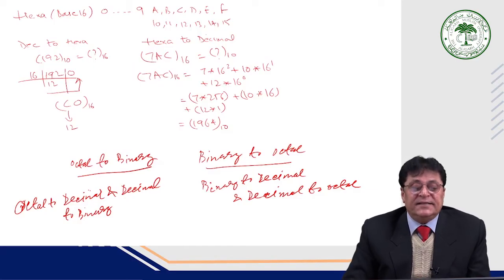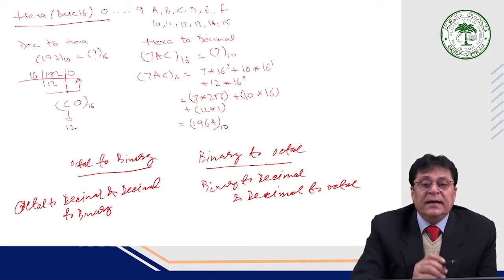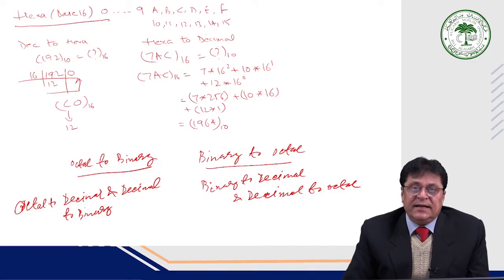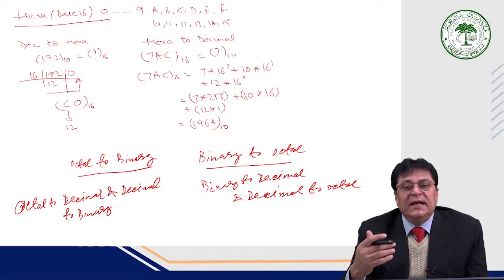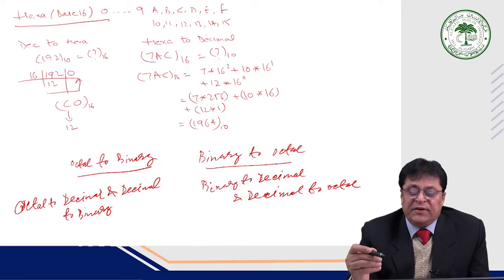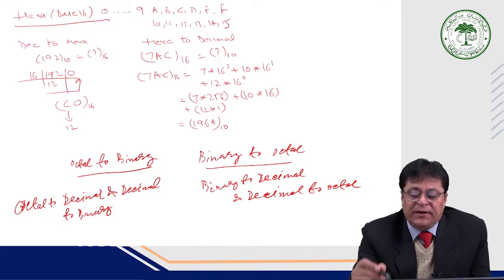Next, let us see the hexadecimal number. We know that the hexadecimal number system has base 16 and it uses digits from 0 to 9, then 10 represented by A, next B, next C, next D, next E, and next F. F represents the number 15.